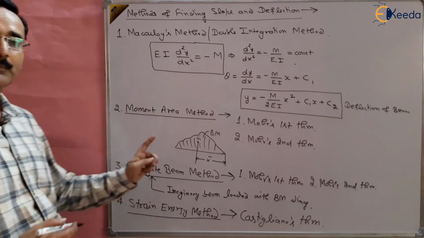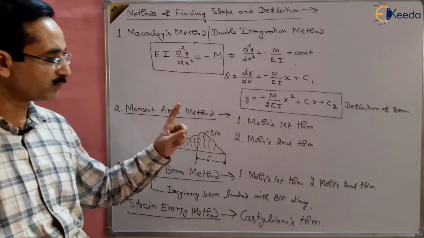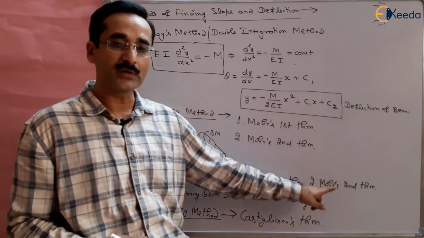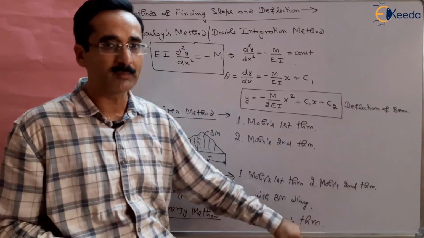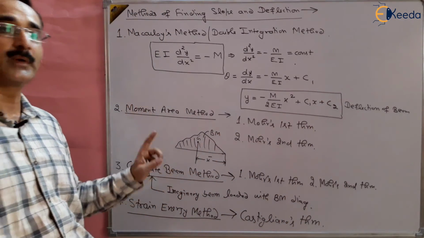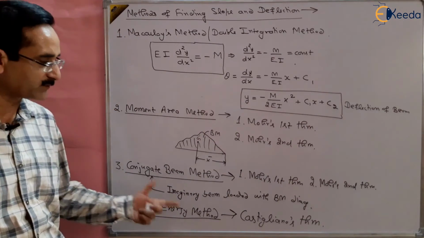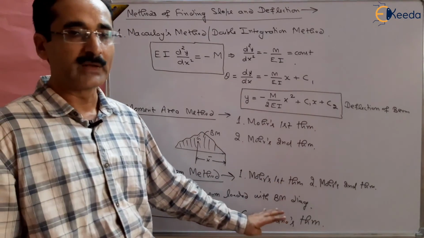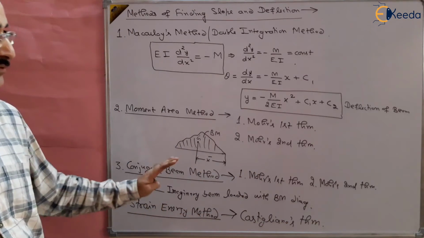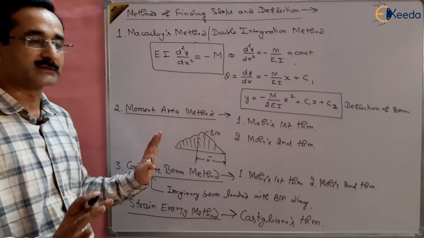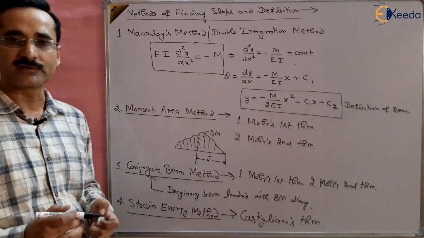Then there is the conjugate beam method. In the conjugate beam method there are two theorems again, Mohr's first theorem for the conjugate beam method and Mohr's second theorem for the conjugate beam method, and we will find out the slope and deflection using these two theorems. And then there is the strain energy method, that is also called Castigliano's theorem. So using this theorem we will find out the slope and deflection of the beam. So these are the important methods for finding the slope and deflection of beams.